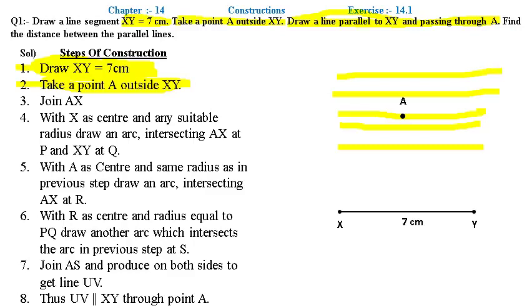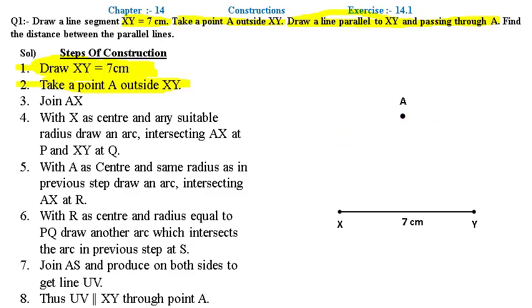But out of these lines, we have to draw only one specific line. And which line is that? The line which passes through point A. We have to draw only this line. So this is our main part of the question. We have to draw a line that is parallel to XY and it also should pass through A. So how are we going to do that? I have written that down in these steps over here. Our main question starts from step of construction number 3. Let's start from here.